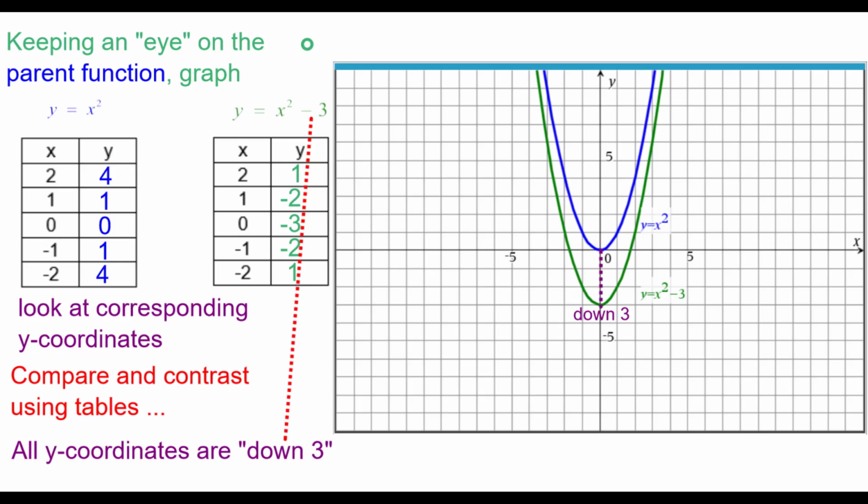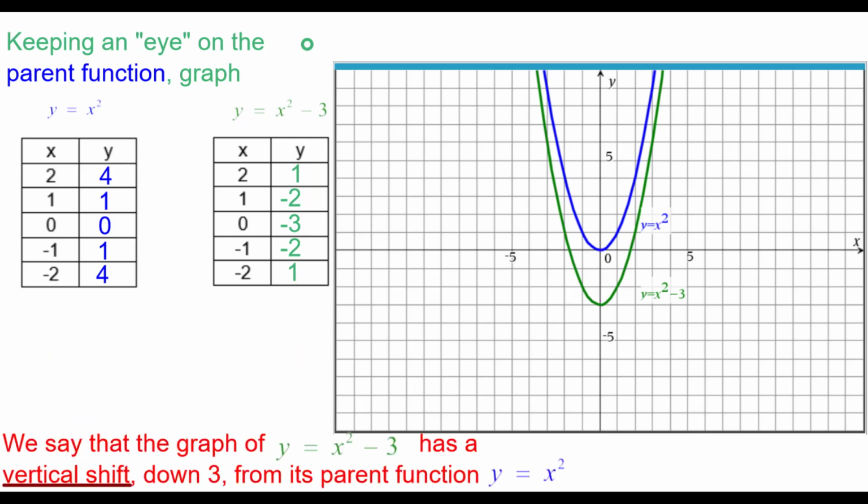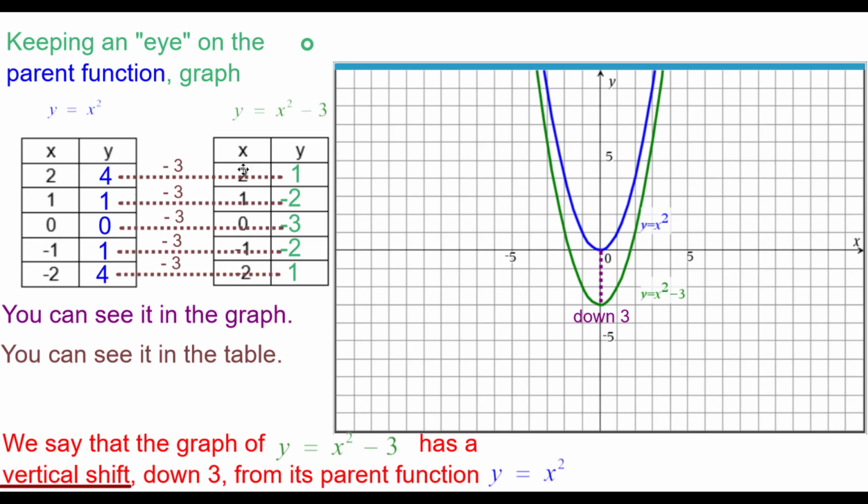You can see that in the equation, minus 3. So the phrasing we use is, we say that the graph of y equals x squared minus 3 in green has a vertical shift down 3 from its parent function y equals x squared, which is in blue. You can see it in the graph that it's down 3. You can see it in the table. All the y-coordinates are down 3. And you can see it in the equation, the minus 3, down 3.